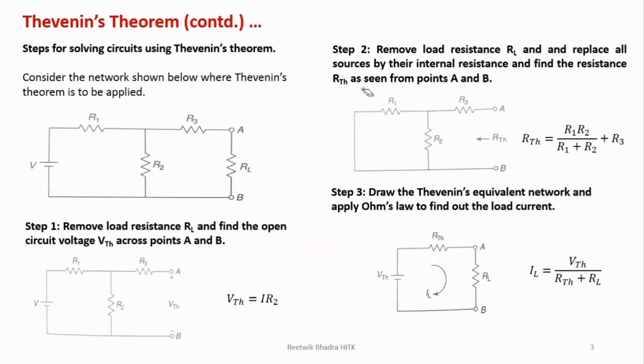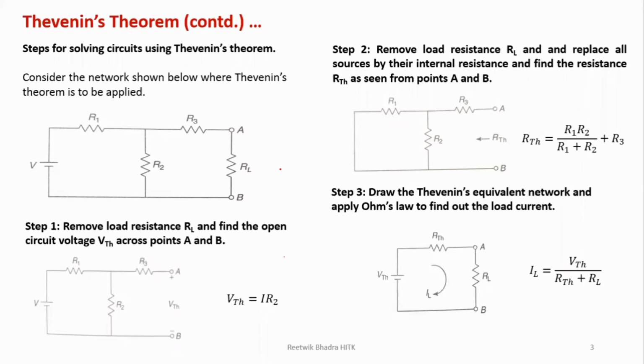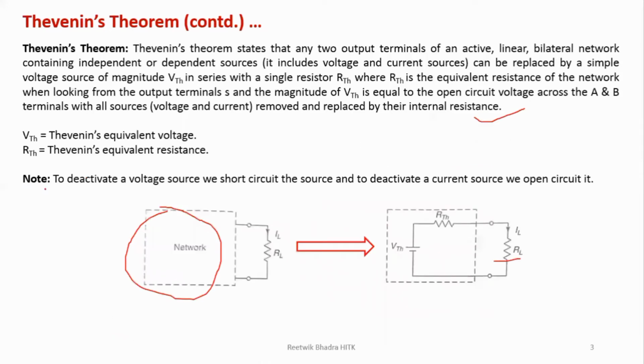Okay. Next step we'll go into is that we have to find RTH. Now, in order to find RTH, we'll remove all the sources because we are finding equivalent resistance. We don't need any source in the circuit. So that's why I've written a point over here. Please go through this point. I'll discuss it now.